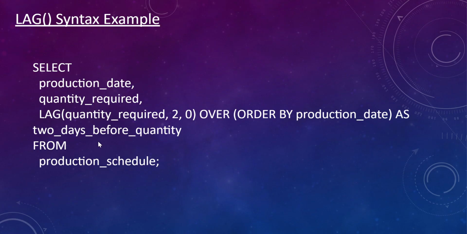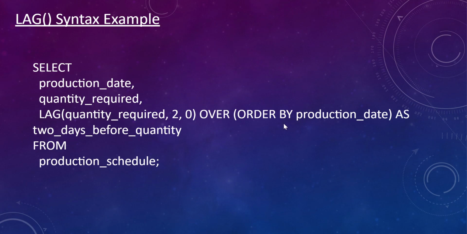Since we want to compare data from 2 days prior to today, we can use the lag function here. And again, this is an additional column that will be created here, so it was not a column in the initial table. This is how we can write our query: lag, then in the bracket quantity required, comma 2. This is the offset. Here we are mentioning 2 because we want the quantity 2 days before, comma 0. This means that if there is no value 2 days before for a particular row, we want 0 in the final result set, not null.